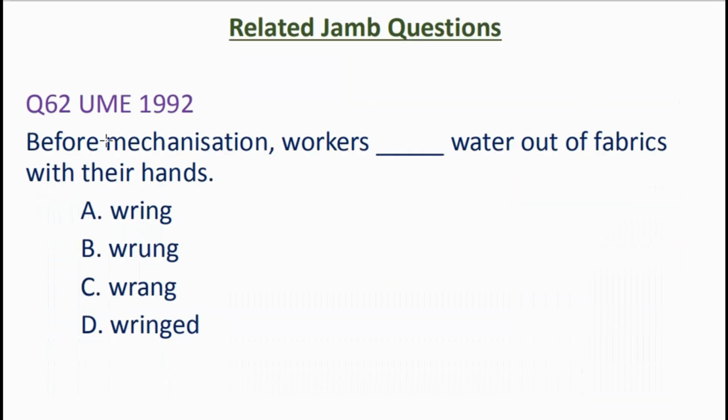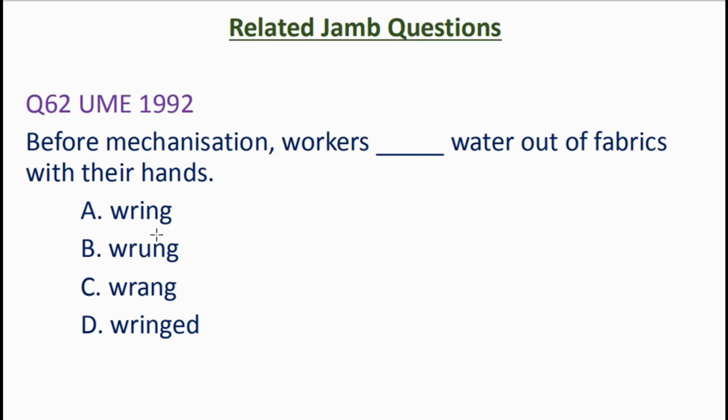Here we have question 62, UME 1992. The question says, before mechanization, workers wrung water out of fabrics with their hands. A, ring. B, rang. C, wrung. D, ringed.